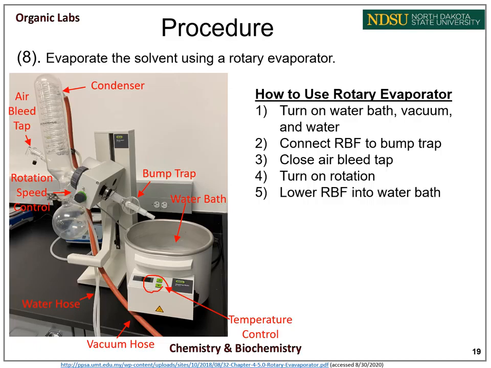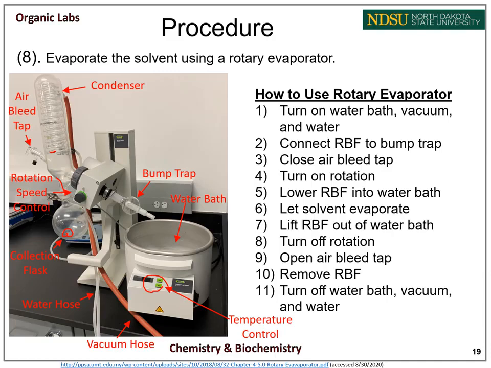Lower the round bottom flask into the water bath. Wait for your solvent to evaporate. You will see your solvent start to collect on the water-cooled condenser and drip down into the collection flask. You will know when you are done with your evaporation once all of the solvent has evaporated from your flask and all you see is solid caffeine left in your round bottom flask.